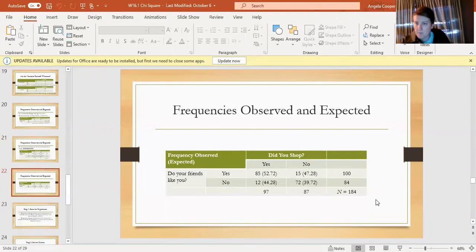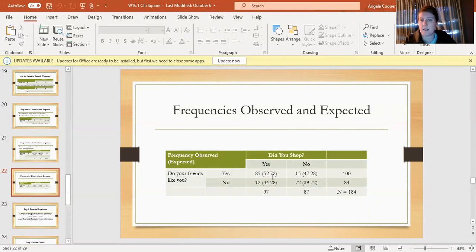So the previous slide has all the work involved, but now I'm just simplifying it. We have our observed frequencies, and the expected frequencies are in parentheses. The observed frequencies are what we actually measured, obviously, because when I'm actually going out and asking people, I'm not going to have a 0.72 person say, yeah, I shopped. I don't even know what that looks like. So we actually measured 85 people saying yes and yes, 15 saying no, yes, 12 saying yes and no, and 72 saying no and no.